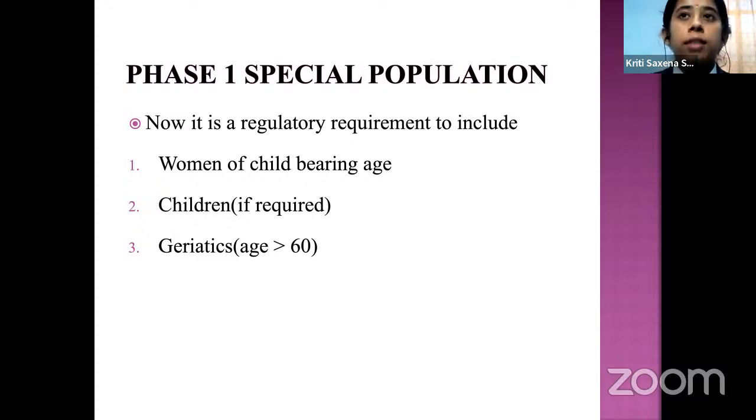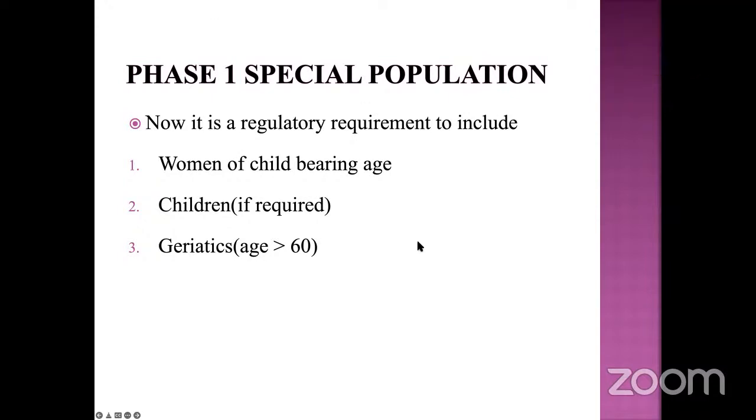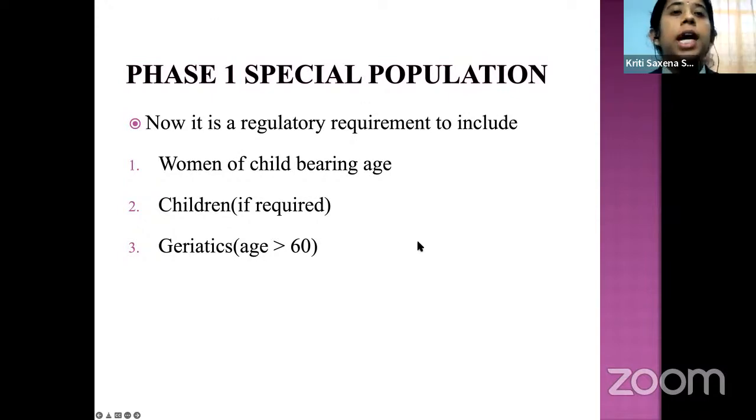Children, if the molecule or the intervention that we are aiming at is for children, then we have to test it in children also. It is also called pediatric if it includes very small children. And then geriatrics. Patients above the age of 60 are considered under the geriatric category. It is called a special population because these three react differently from the way a normal adult will react to a considerable dose. Next slide.